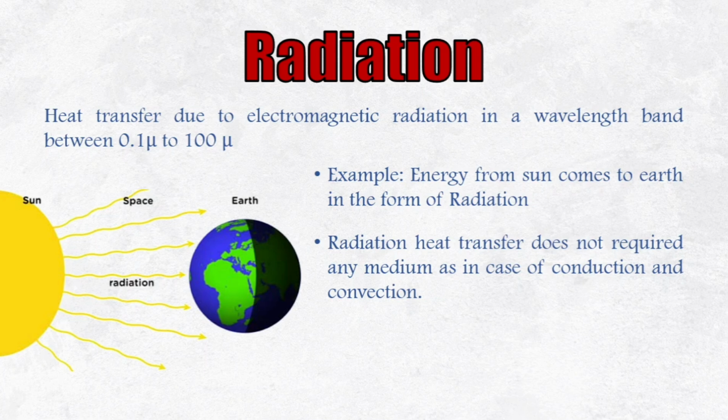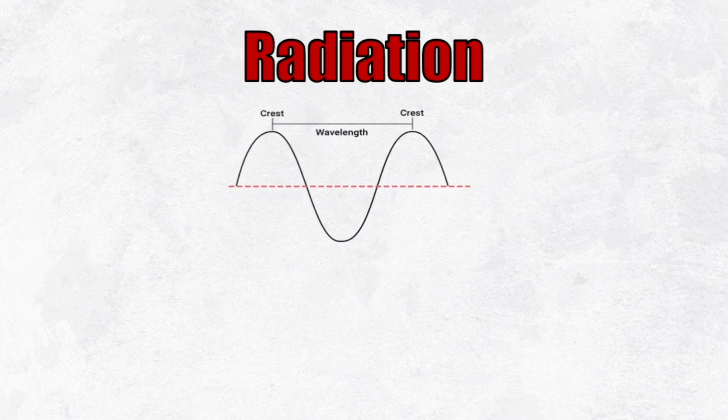Okay, so here we have mentioned the wavelength band of 0.1 micron to 100 micron. This is because if the wavelength is very short or very long, then heat transfer is negligible, and in this range, heat transfer is considerable. So here we will discuss the concept of wavelength. The wavelength is the distance between two successive crests or two successive troughs. This wavelength can be in kilometers, meters, centimeters, millimeters, micrometers or nanometers. And as we have just discussed, in the wavelength band of 0.1 micron to 100 micron, the heat transfer is considerable.